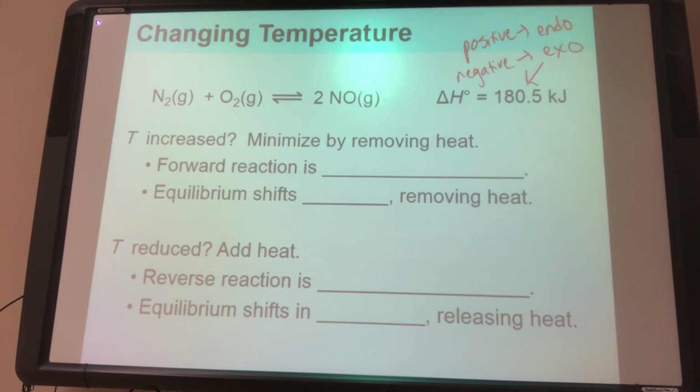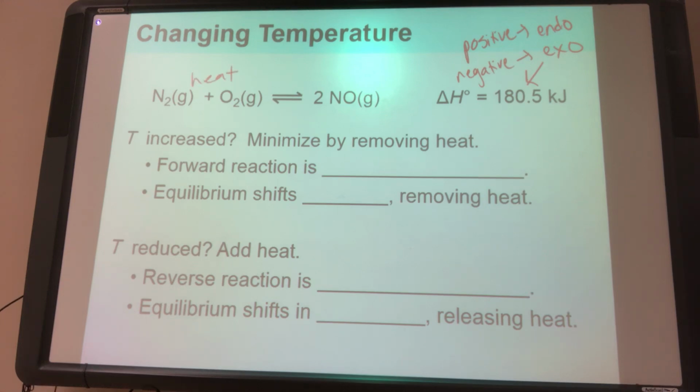So what I want you to do whenever you have a reaction like this, and I'm asking you about the temperature, is figure out, is it endothermic or exothermic? So in this case, it's endothermic. If it's endothermic, it means it needs heat, so heat would be a reactant. I want you to write heat on that side. Say this were negative 180. It's exothermic, which means it releases heat, so heat would be on this side. So I want you to write heat wherever it would go based on the H. In this case, it's endothermic, so we write heat here.